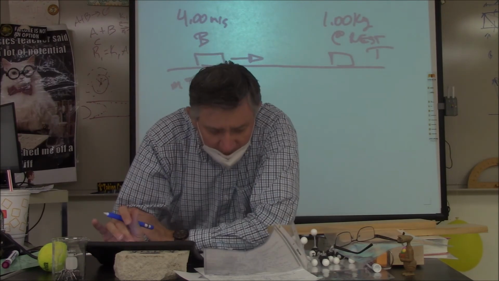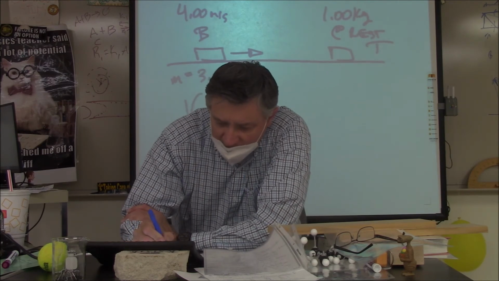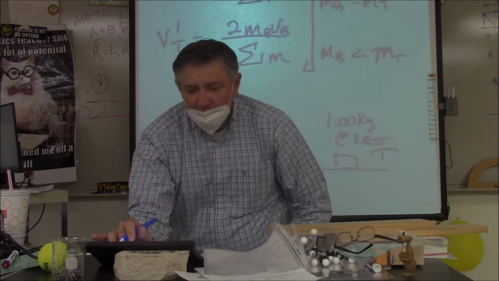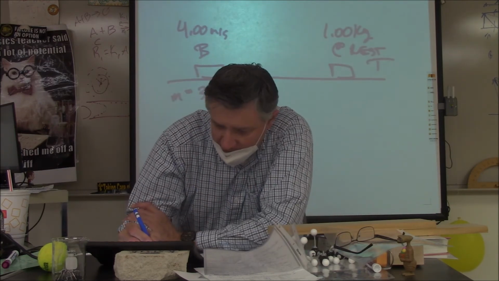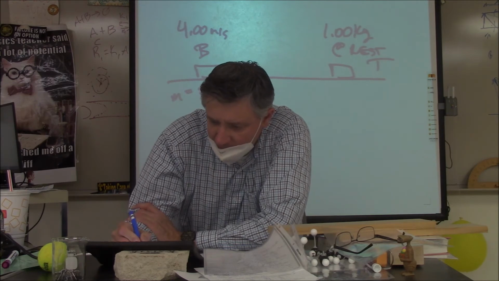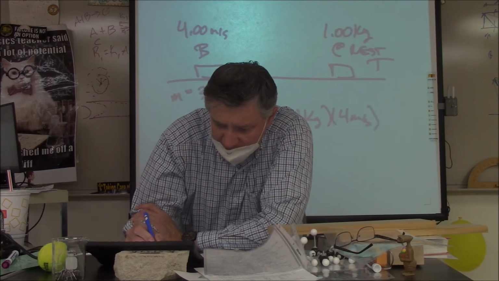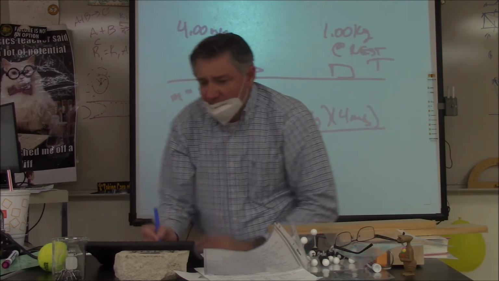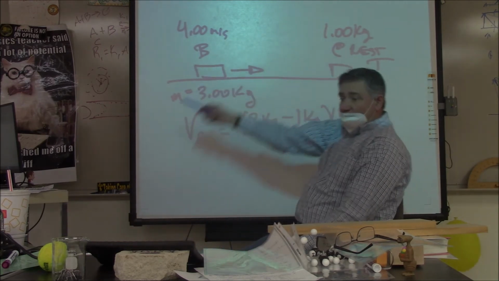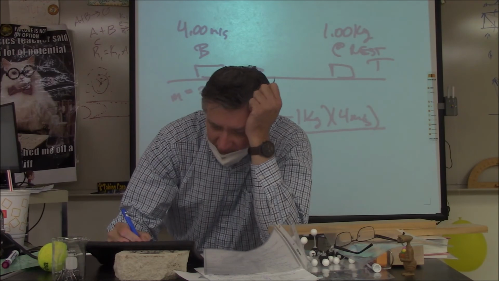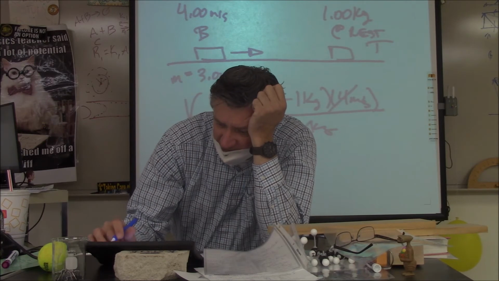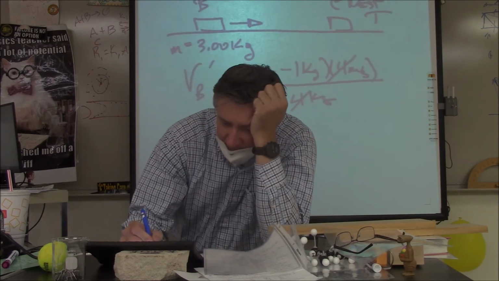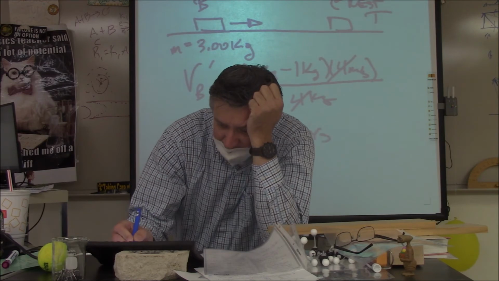So here's the first thing I want to find, the new velocity of the bullet. It's a simple calculation. That's going to be 3 kilograms minus 1 kilogram times 4 meters per second, and then I'm going to divide that by the total sum, which is going to be 4 kilograms. So basically the 4s are going to cancel out. I take 3 minus 1, I get 2 meters per second.